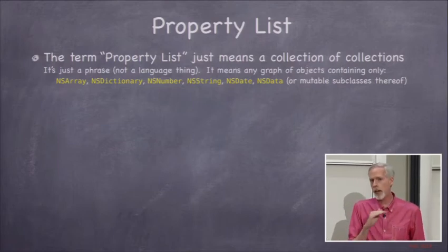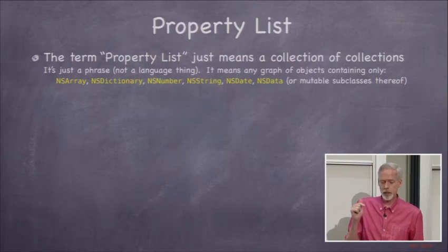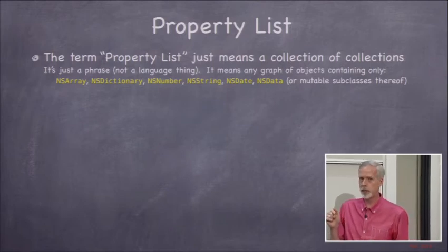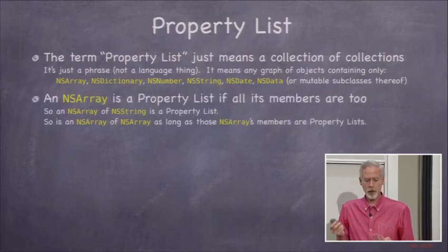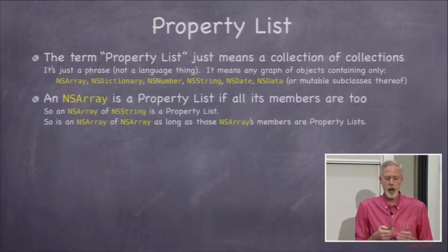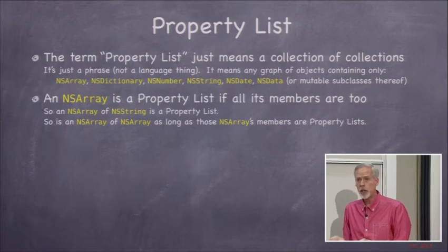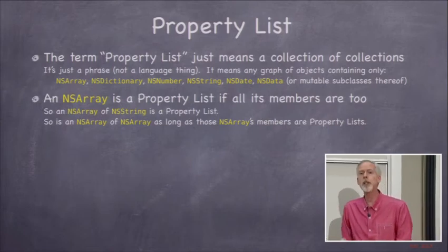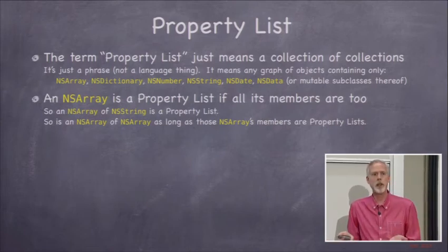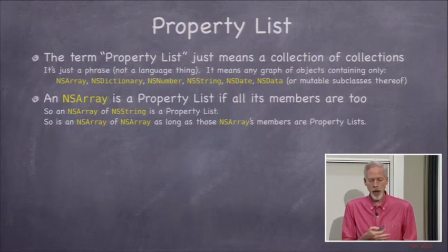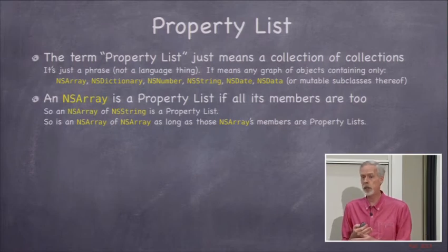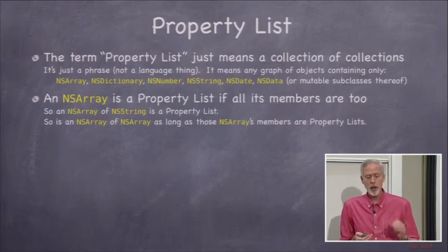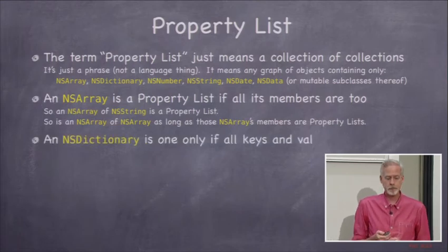So if you have any object graph that just has arrays and dictionaries, numbers, strings, dates, and datas, then it's called a property list. So just for example, if you had an array of strings, that's a property list. An array of arrays, and those arrays contain property lists, it's a property list. Okay, so any arbitrary graph, but as soon as you have any object in there that's not one of these things, or their mutable versions, which is allowed too, so you can have NSMutableStrings or NSMutableArrays in there, then it's a property list, okay?